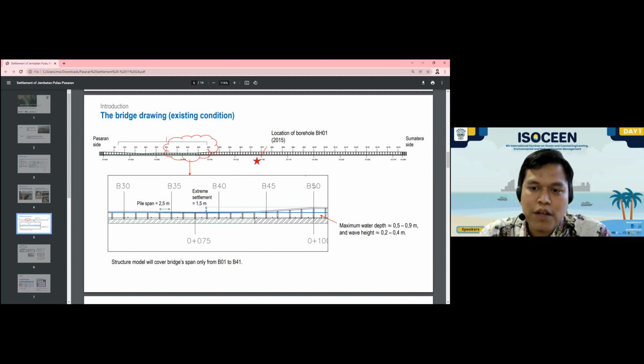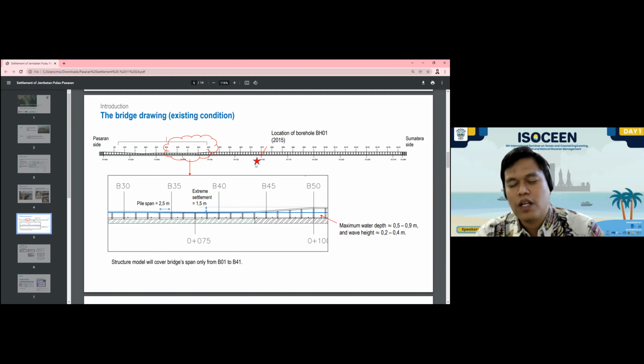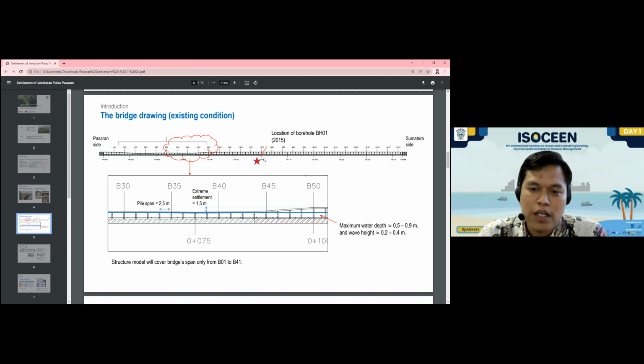And in 2015, the local administration, the agency of public works, conducted some soil investigation and came with this borehole. They conducted a soil standard penetration test in this single hole, which is located in the middle span of the bridge. This was taken in 2015.